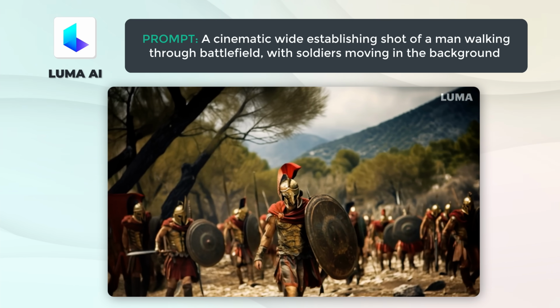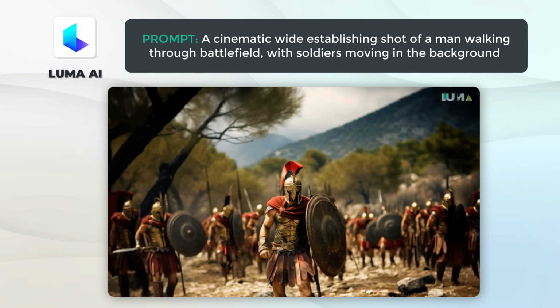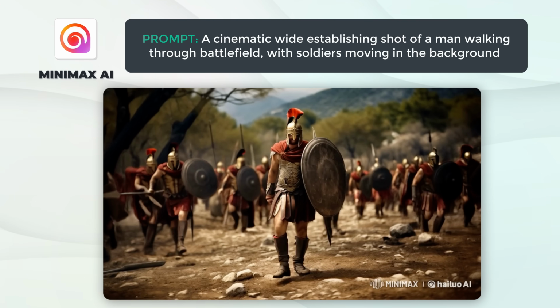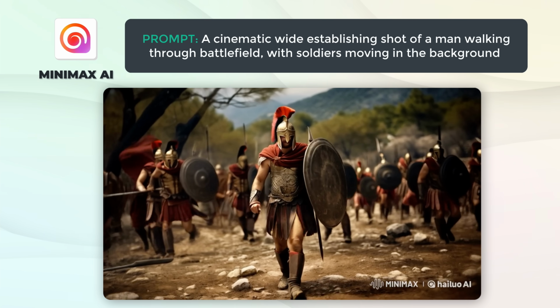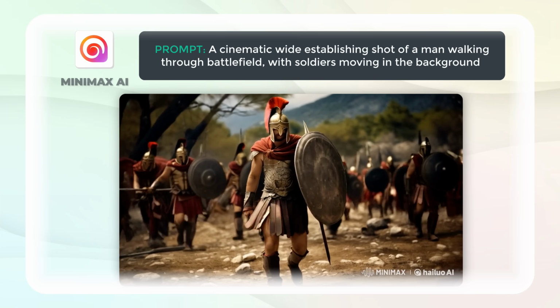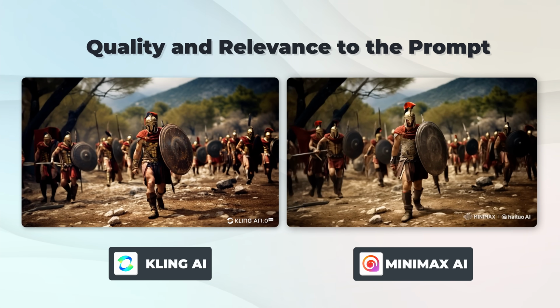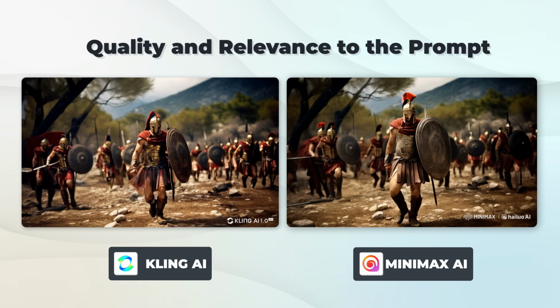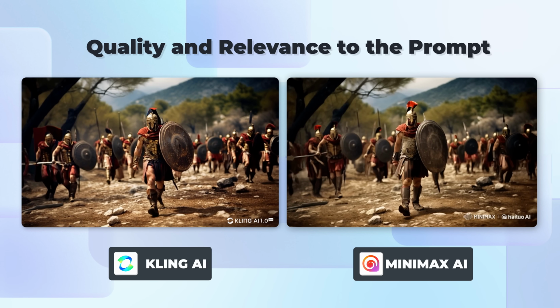The characters at the back don't look real and the video quality is also poor. Finally, Minimax AI is almost perfect. The visuals are realistic and the movements are smooth. When it comes to quality and relevance to the prompt, Kling AI and Minimax are equally good and they also stand out as the best.